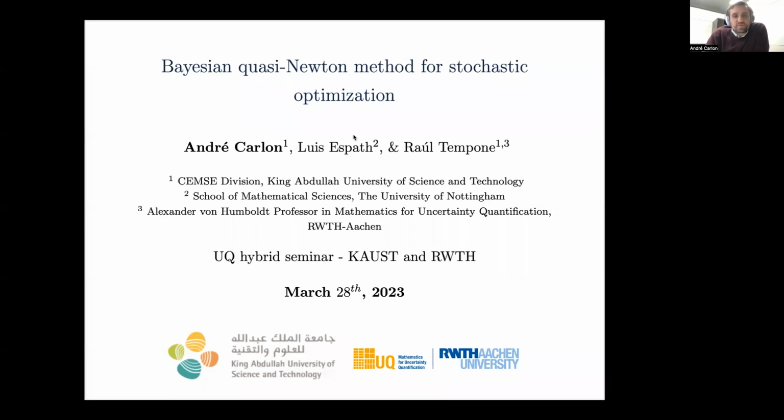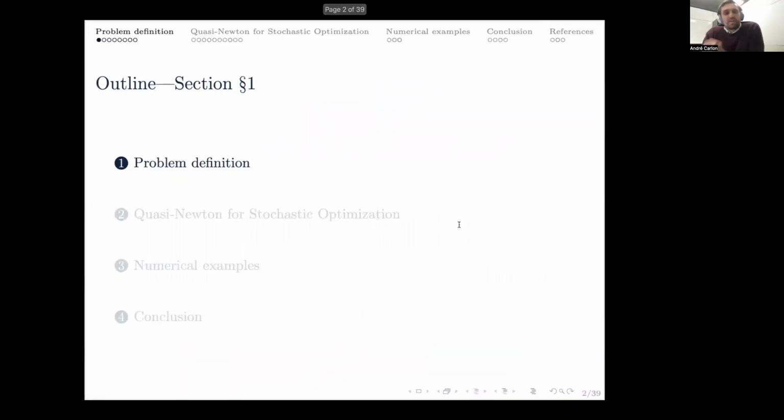So the title of this presentation will be Quasi-Newton Methods for Stochastic Optimization. My name is André. This is a joint work with my collaborators, Professors Spap and Temponi. First, I'll talk about the problem that we're trying to solve here. Then I will discuss our quasi-Newton method for stochastic optimization, and show some numerical examples.